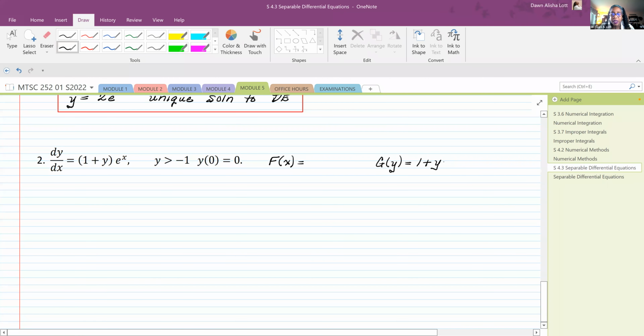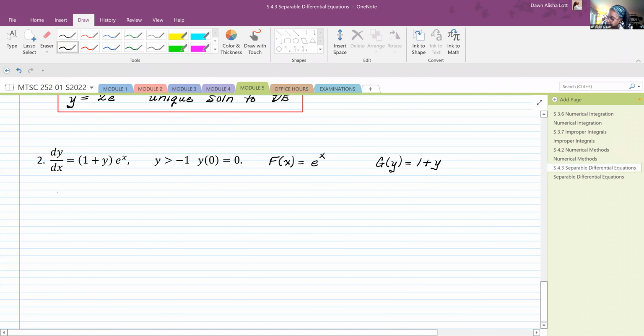So what's the function of x? It's the only thing left. E to the x? Right, okay. So Peyton, g of y can only have y's in it. And f of x can only have x's in it. They are separable, okay? All right. Okay, so now we're going to do the same thing. I'm going to put all the y's on one side, all the x's on the other side.